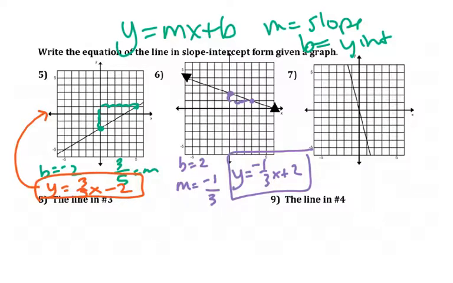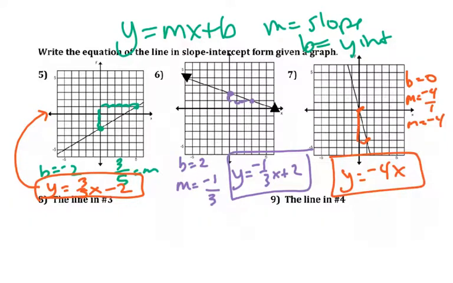Okay, and then number 7, my y-intercept is 0. My slope I can see is also negative, just like in number 6, because it's going down. So I know my slope will be a negative number. I'm going to go down 1, 2, 3, 4, and then over 1. Down 4 over 1. So my slope is -4. Y equals -4x plus 0. We don't need to write the plus 0, so that is the equation.